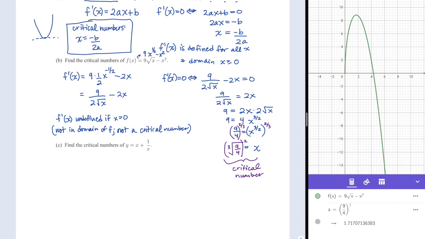Let's see what the special point is. So special point B was 1.717 and then 8.845. So exactly what we came up with as our critical number, 9/4 to the 2/3.